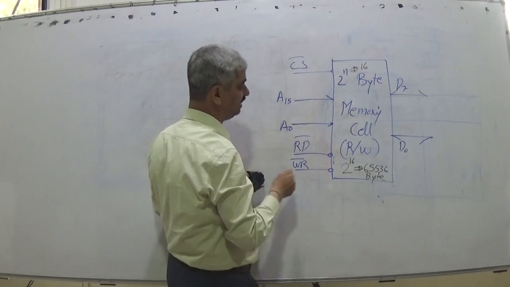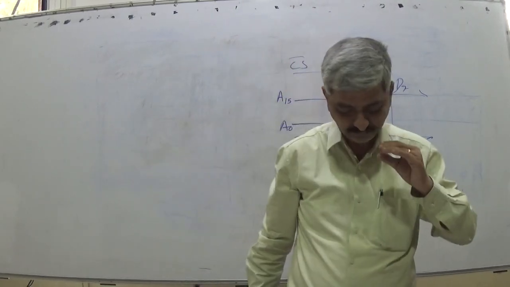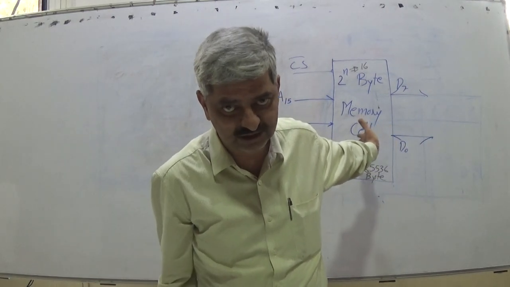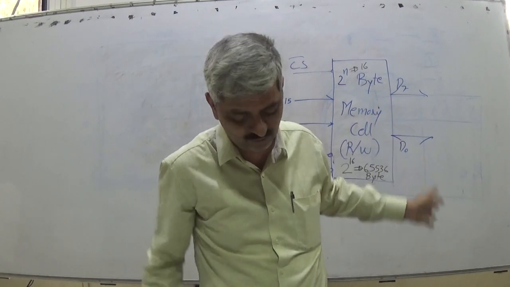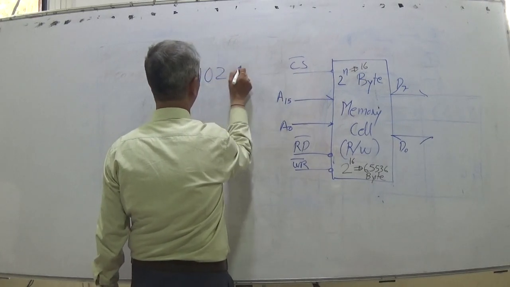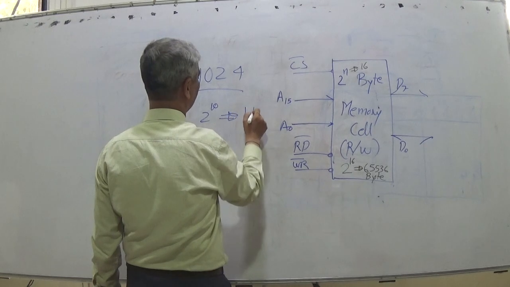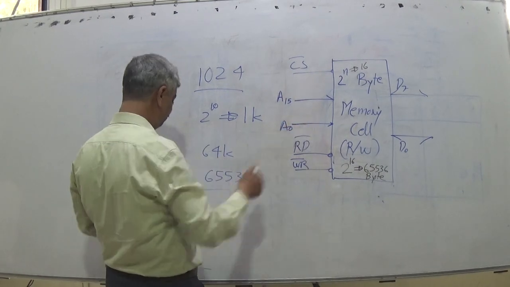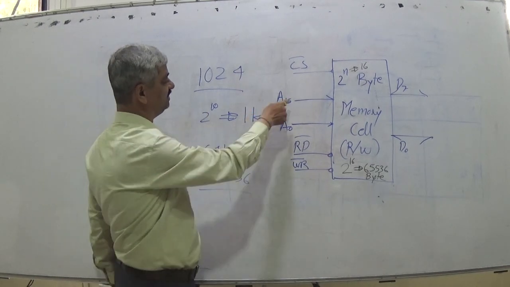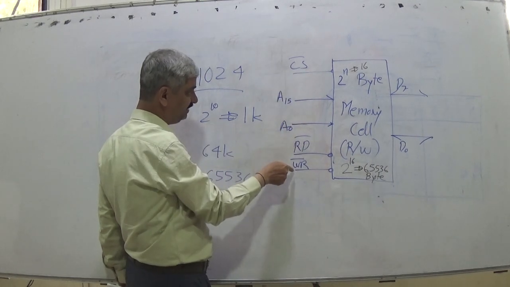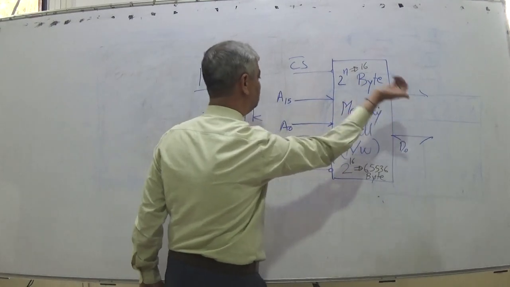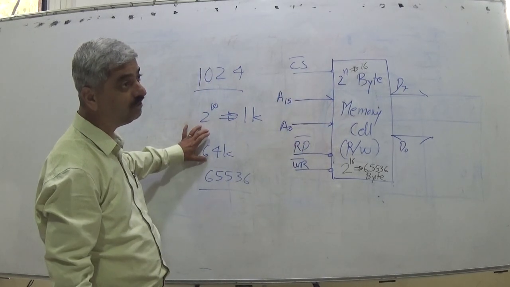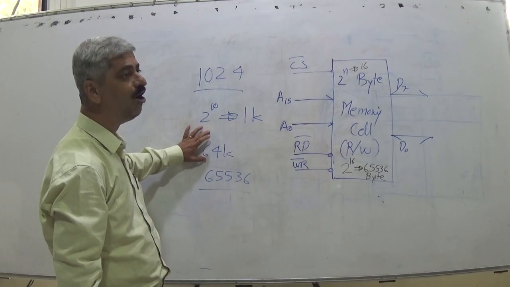Now, 2 raised to 16 is 65,536, or we can say 64K. 1023 is 1024, that is, 2 raised to 10 is called 1K, one convention. So there are 64K, or 65,536, memory cells inside. Each of them is selected using A15 to A0. The microprocessor can read or write. If it reads, the data comes on the data pins. The microprocessor can put something on data pins and it gets stored. But these locations are non-transparent, not visible to the human being.